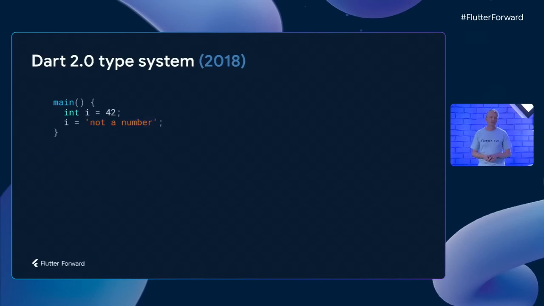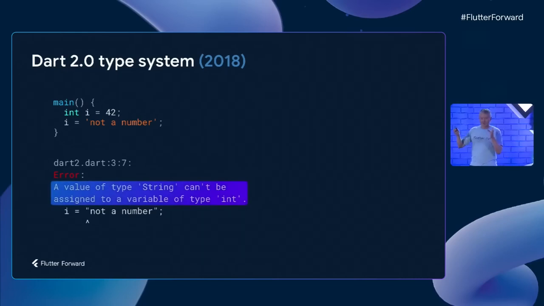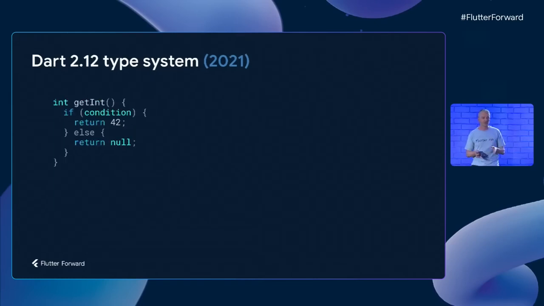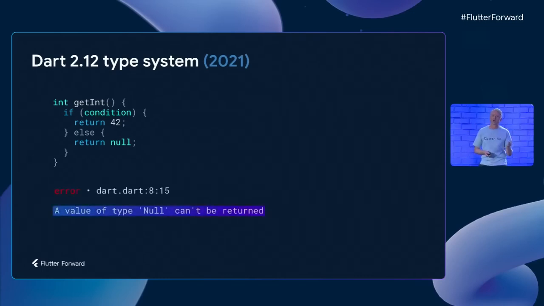In 2018, we launched Dart 2, featuring a new strong type system. This turned Dart 1's exceptions after deployment into development time errors. In Dart 2.12, we took another big step. We added sound null safety, which allowed you to catch null errors during development. This avoided a whole class of issues often seen in production apps.